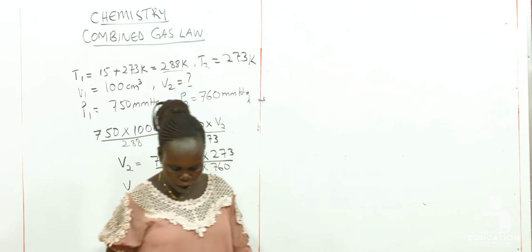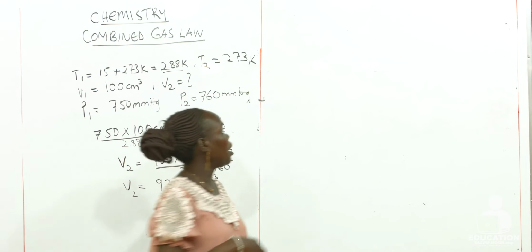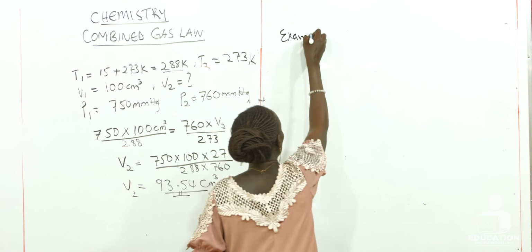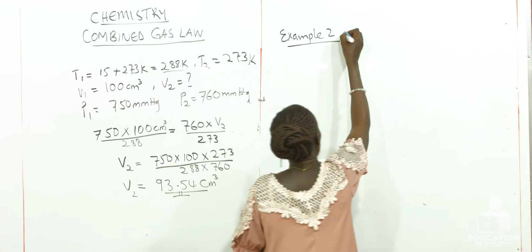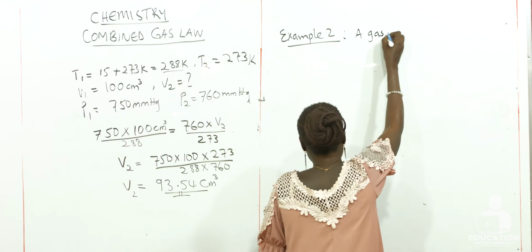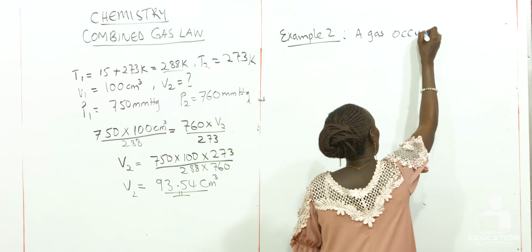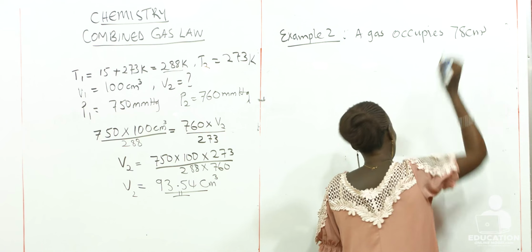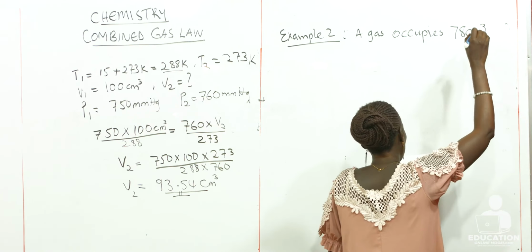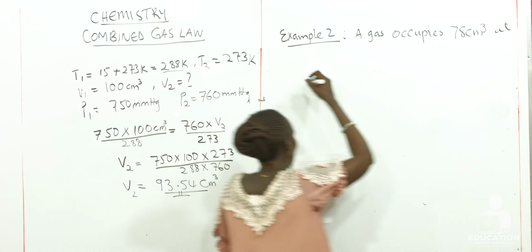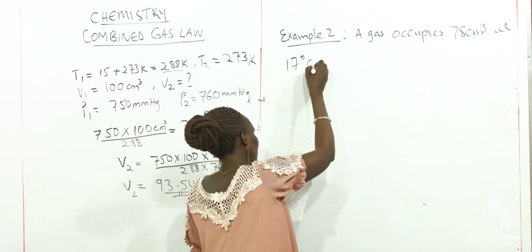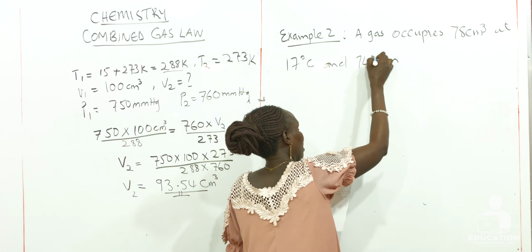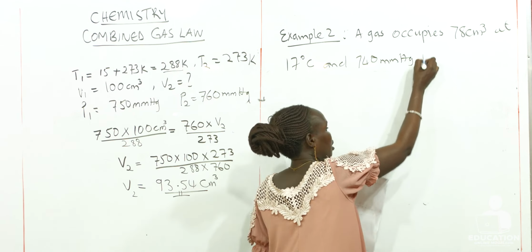So here the combined gas law is represented by a gas occupying, example 2: a gas occupies 78 centimeter cube at 17 degrees centigrade and 740 millimeters of mercury pressure.